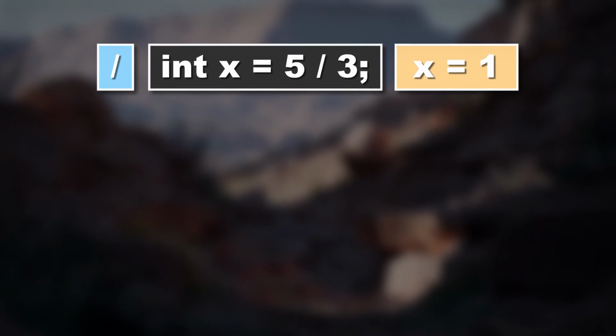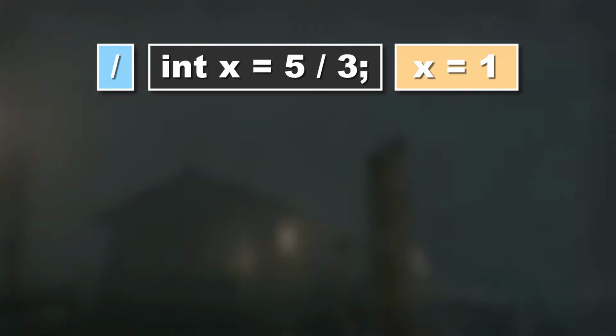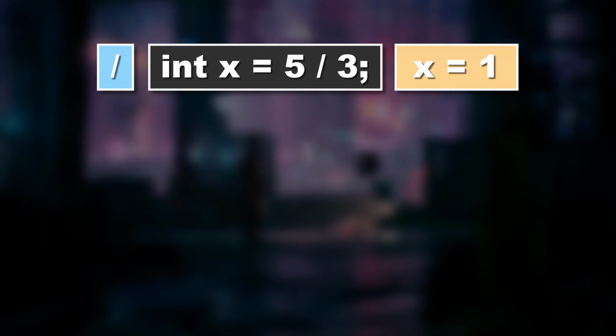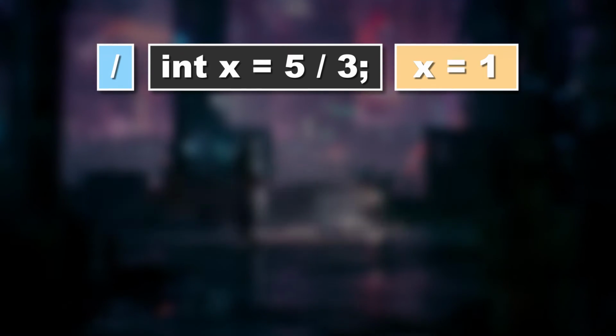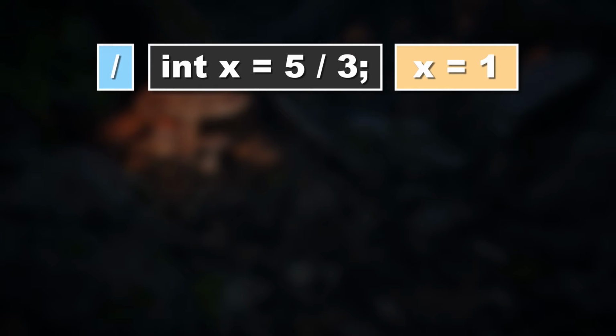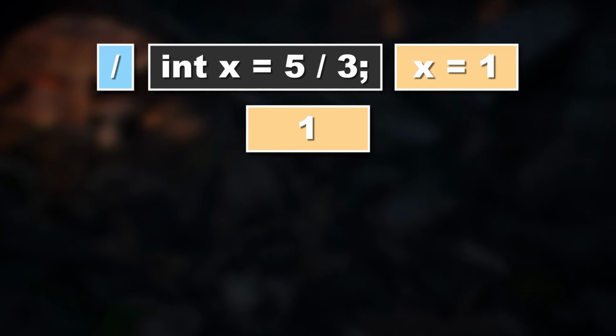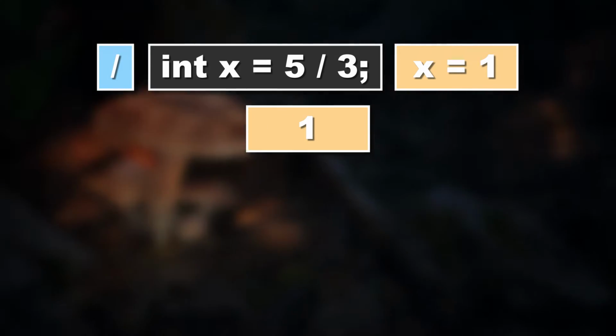One thing that is important to mention is when dividing an int by another int, it will not return a float. Basically what happens is that the division is calculated as normal, but then the result gets truncated after the decimal point. Next, we have the modulo operator.